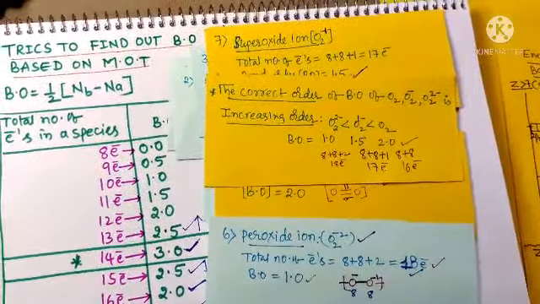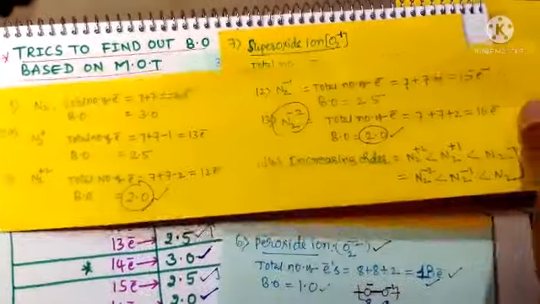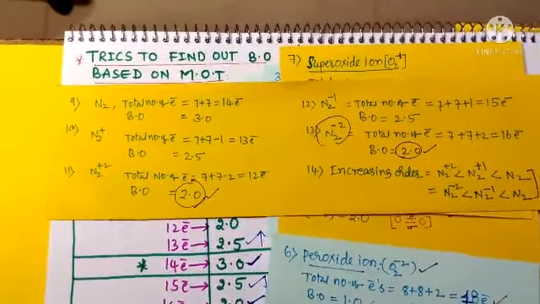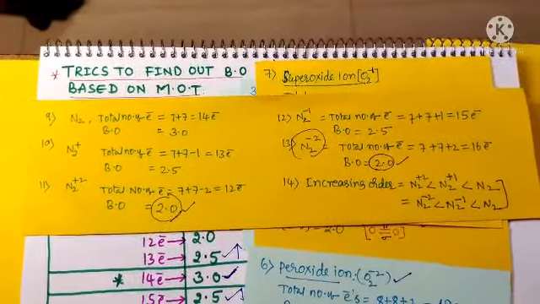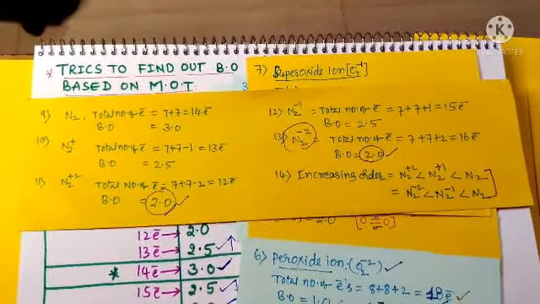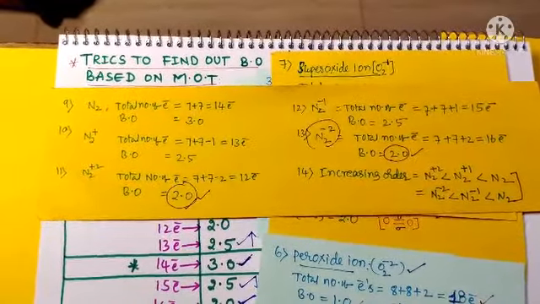Clear, students? Then just identify this one simple table. Just create one for nitrogen: N2 plus 1, N2 plus 2, N2 minus 1, N2 minus 2. So identify the increasing and decreasing order. Just test yourself.